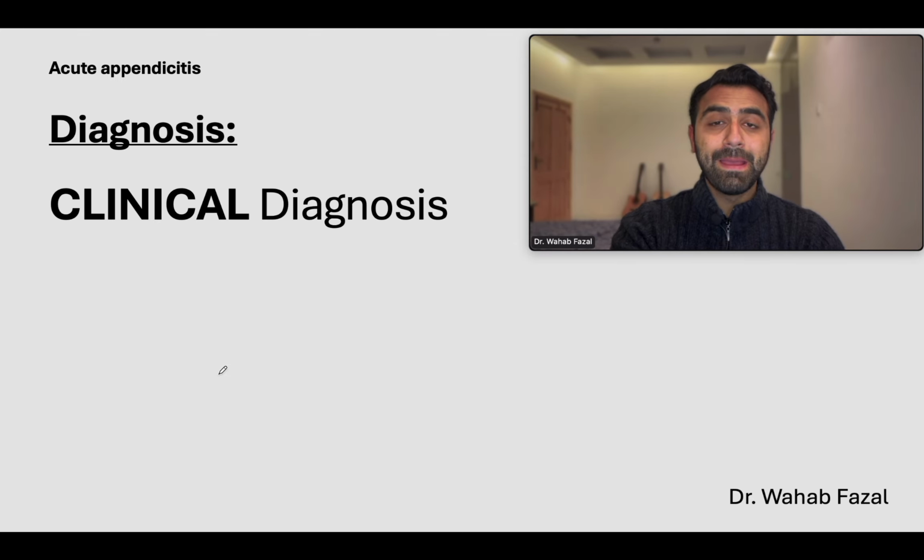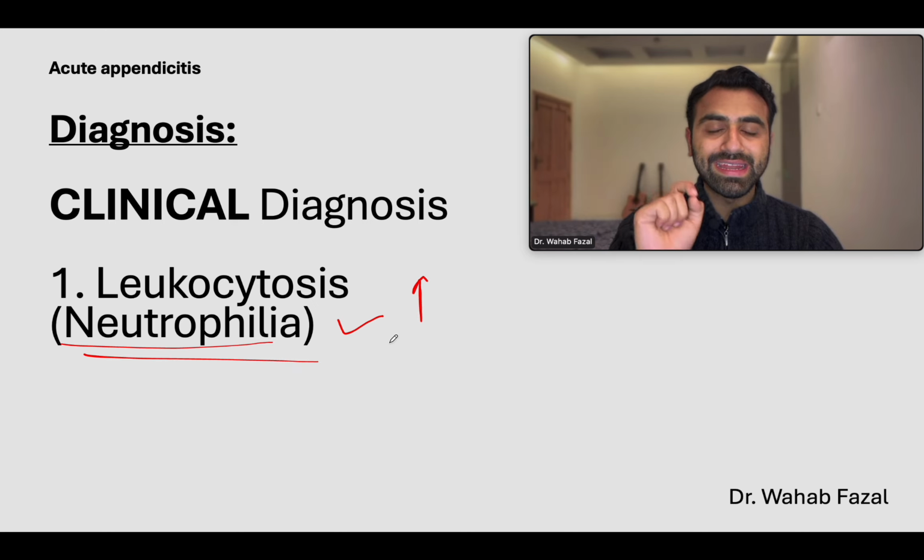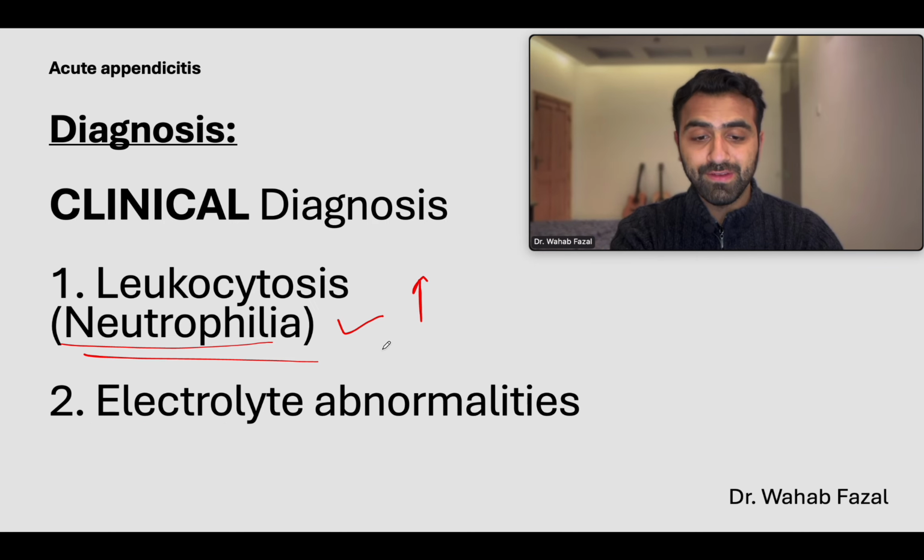So mostly this is a clinical diagnosis. This is a clinical diagnosis that is made mostly right there in the ER. You can have several supportive things like leukocytosis, meaning the white blood cell count is high, and particularly you're getting neutrophilia, meaning you're getting a lot of neutrophils in the body. Why? Because you have active inflammation.